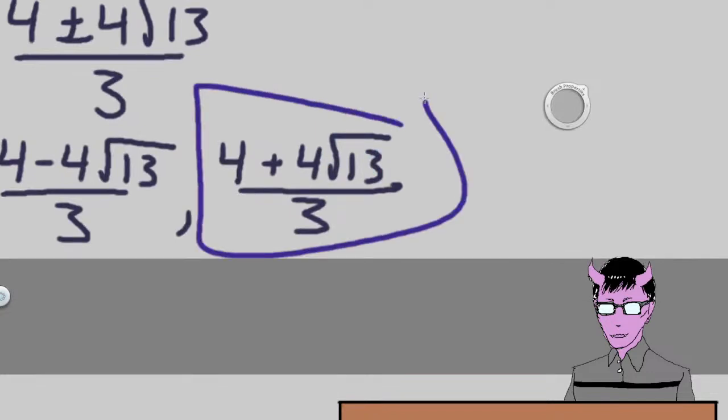You know what? I shouldn't. Let us do 4 root 13. 4 times the square root of 13 is 14.4. 14.4 plus 4 is 18.4 divided by 3 is 6.14. So this is approximately 6.14.